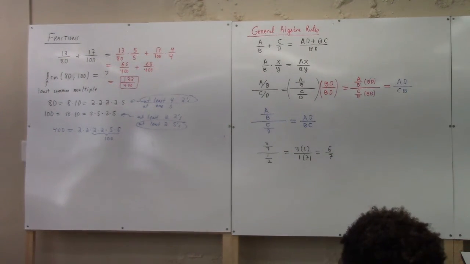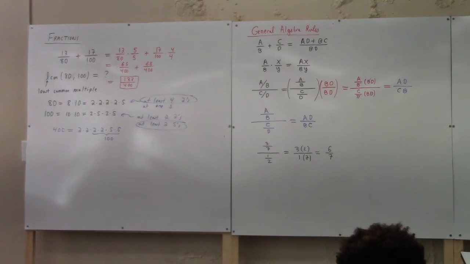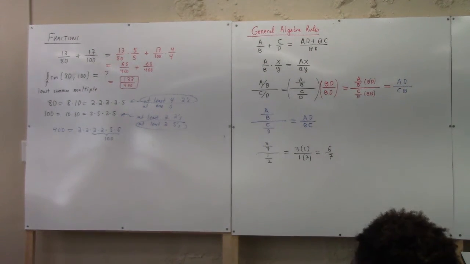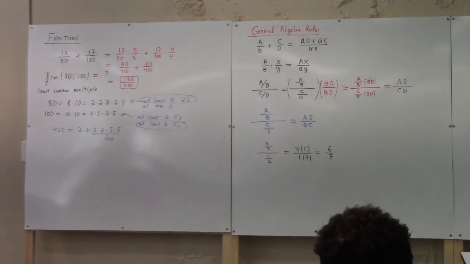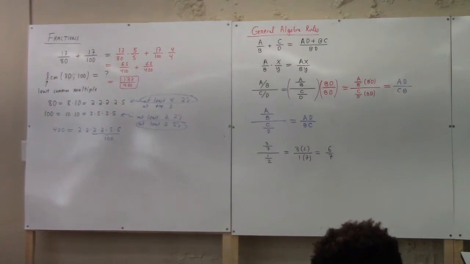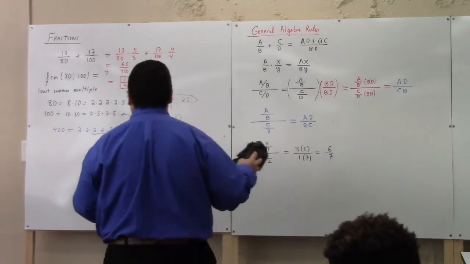You're like, well, that was a lot of trouble. Wouldn't it have been simpler to just multiply 13 by 100 and 17 by 80 and then reduce? Yeah, maybe. I think if I was in elementary school, I probably would have just done that. So you have choices here. Let me see if I can find a less complicated example that's a little bit easier on you guys.